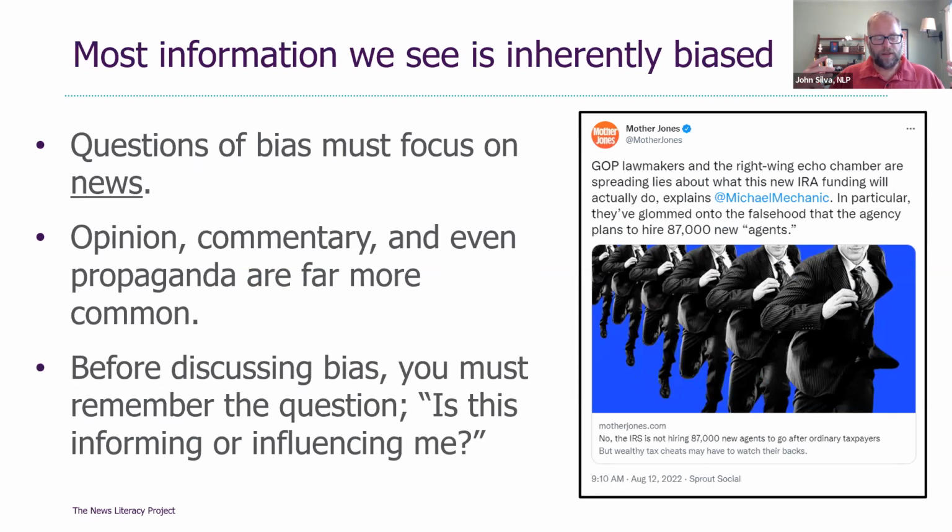When we think about the volume of news and information that we see, so much of it is about influencing us. It's about trying to get us to think a certain way or support a certain position. It's not about informing us. And so when we start having some of these conversations about bias, we're accusing people of being biased, but the reality is they're supposed to be.